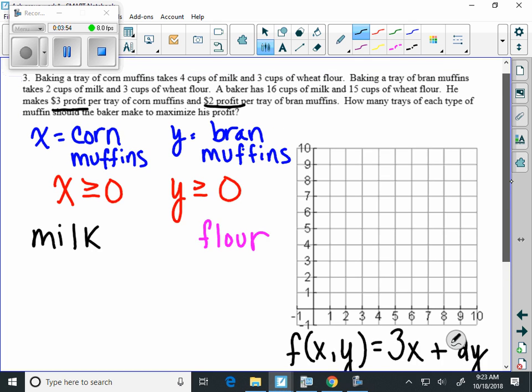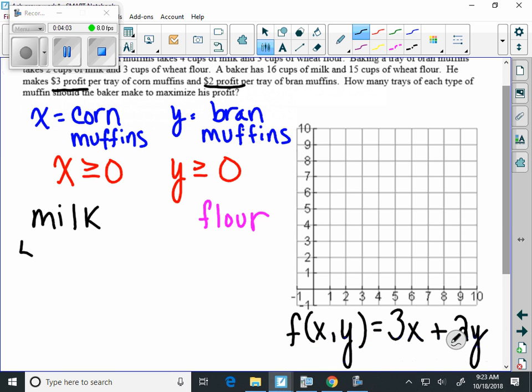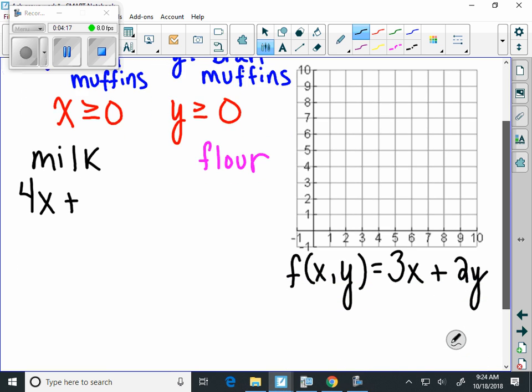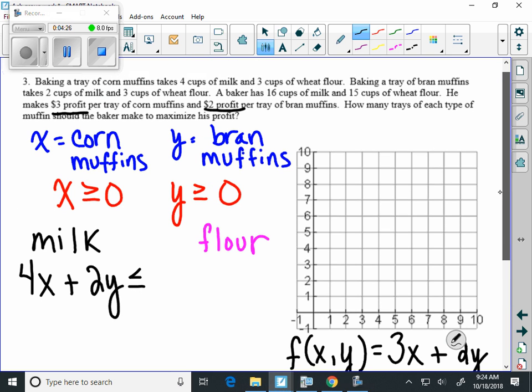Again, going back to the problem, we're going to write an inequality that just deals with milk. Corn muffins take 4 cups of milk. Well, ask yourself, how much milk do you use for the bran muffins? As we look through, it says bran muffins take 2 cups of milk. And how much milk do we have available? We've got the 16 cups of milk in that next sentence.